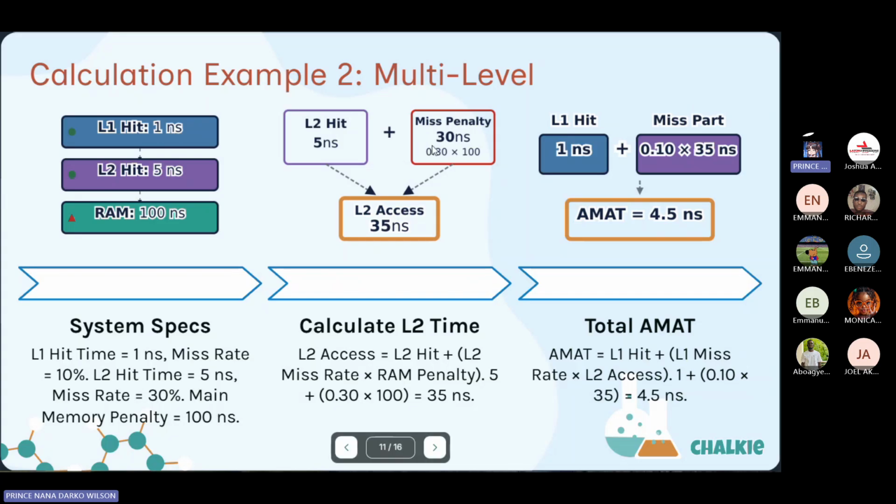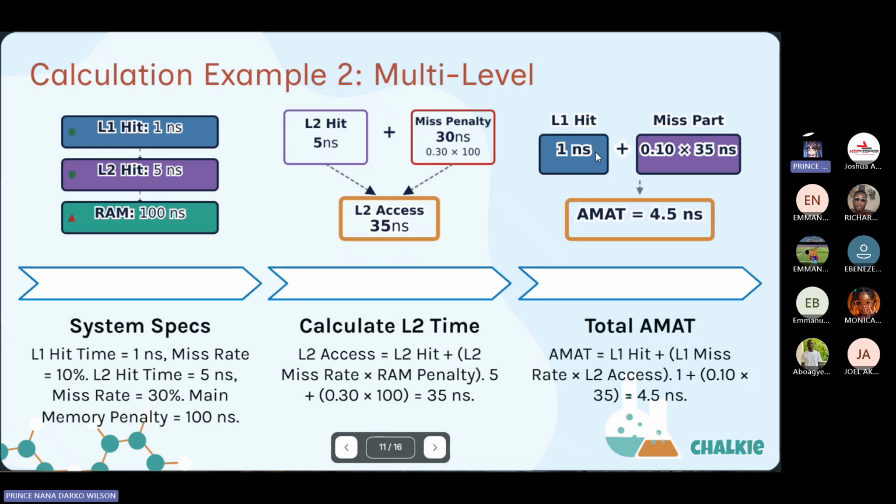So if we multiply that, we get 0.3 times 100, that gives us 30. And combine that with 5 nanoseconds, and then you get level 2 access time to be 35 nanoseconds. So if that is for level 2, now we have to calculate level 1 because we want average memory access time. It means all in total, roughly how much time do we spend per cycle of access. So after doing that, we go to level 1.